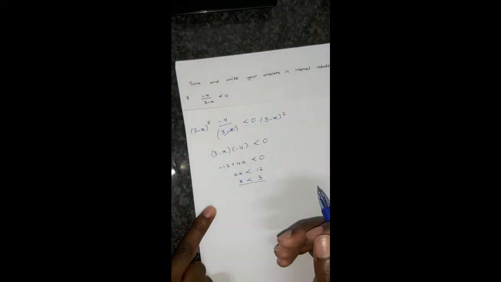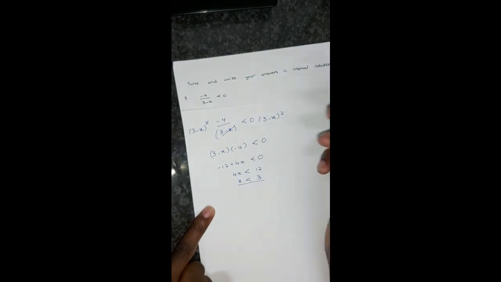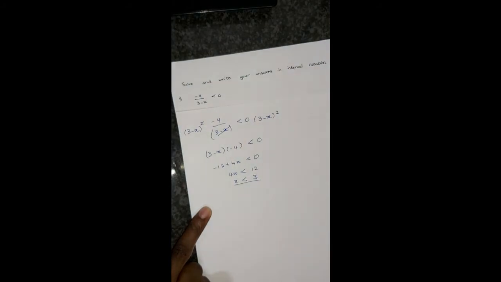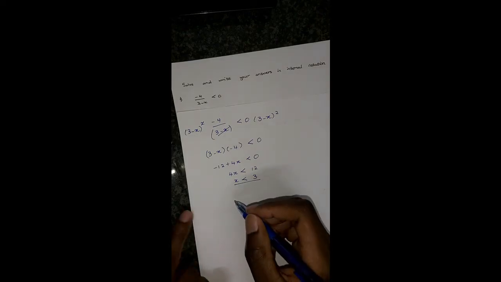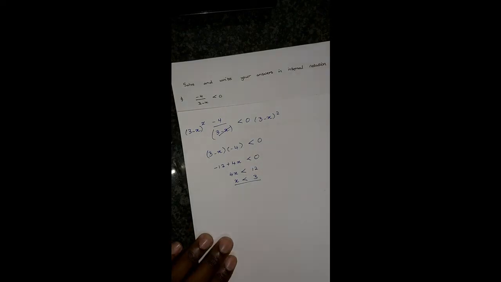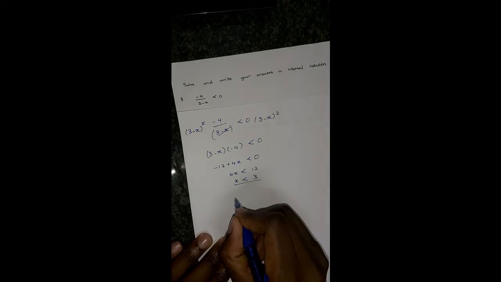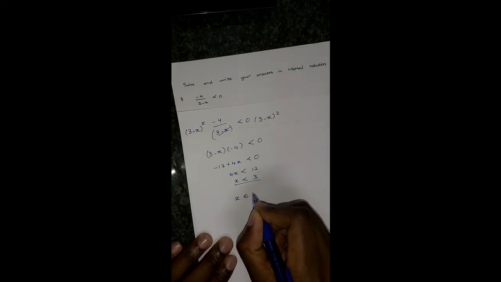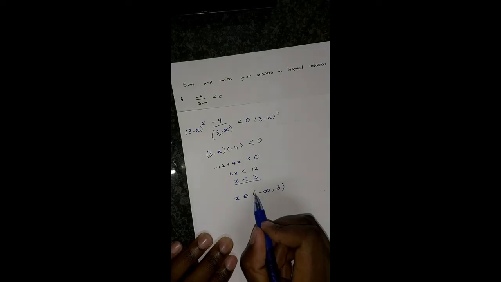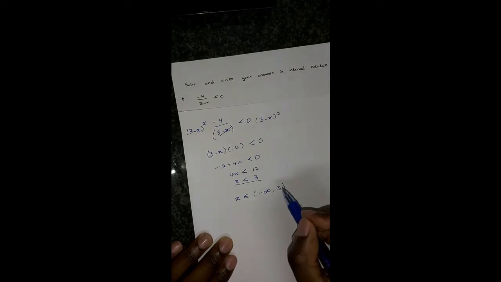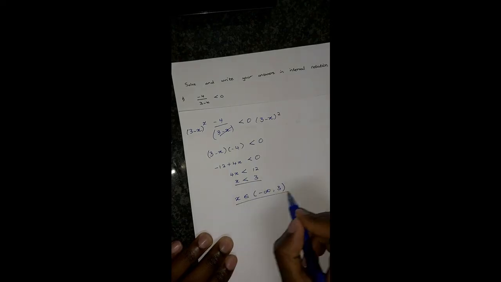So this is our solution, but then it says write your answers in interval notation. And in interval notation, what we're going to get is anything less than 3 up until 3, but 3 is not included. So we're going to have x being an element of -infinity up until 3. So -infinity is never included, and 3 in this particular case is not included. So this is how you show your solution.